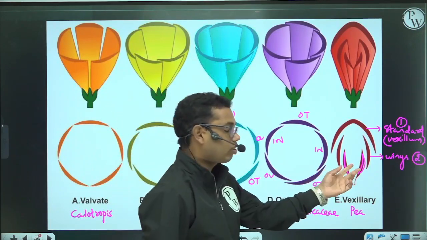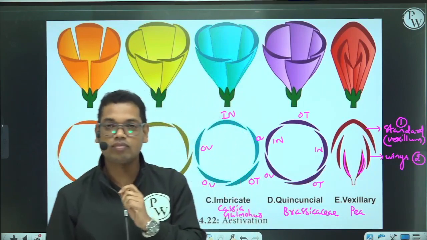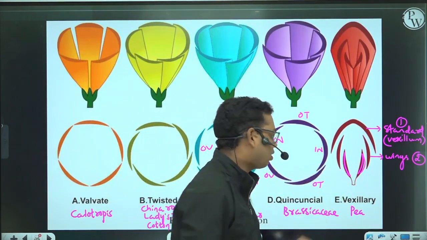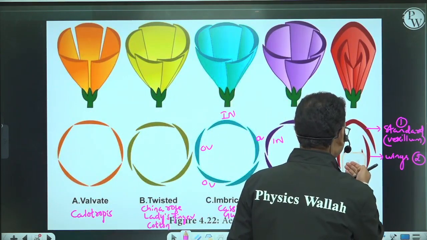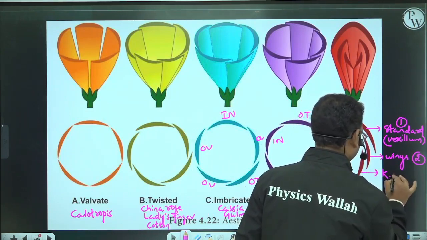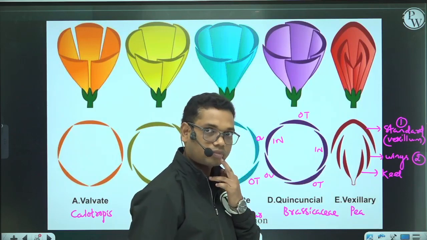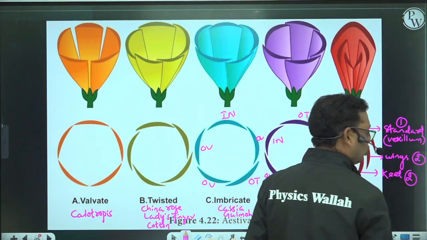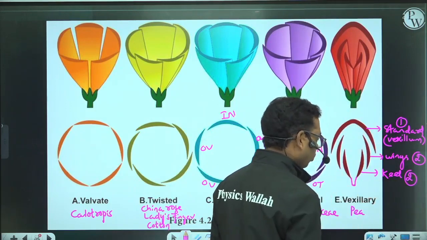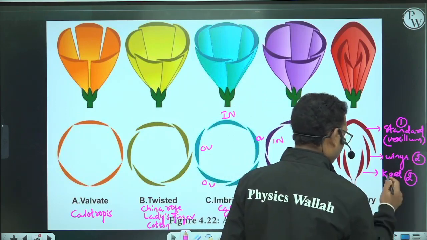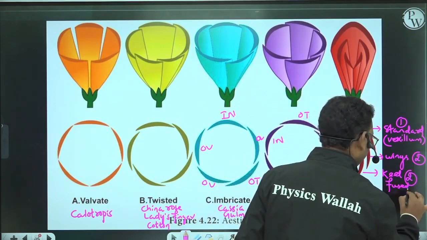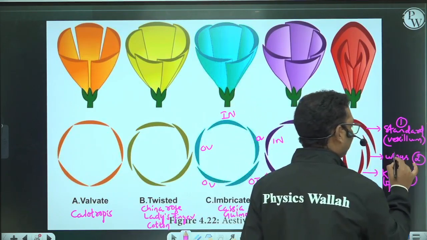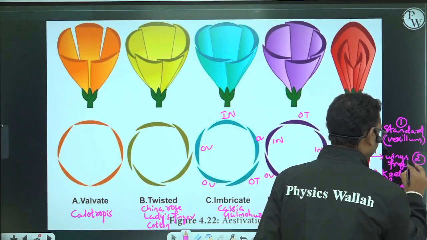Sorry. And these two structures are called keel, or they can be called carina. These structures are also two in number, and they are fused. So this is indicating their fusion. The keels are fused, whereas the wings are free.